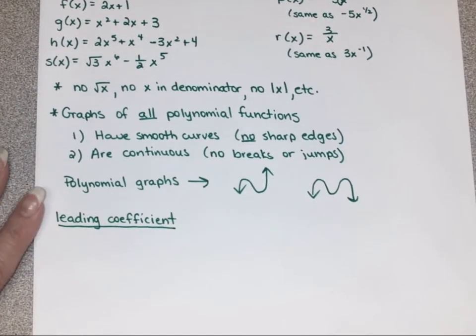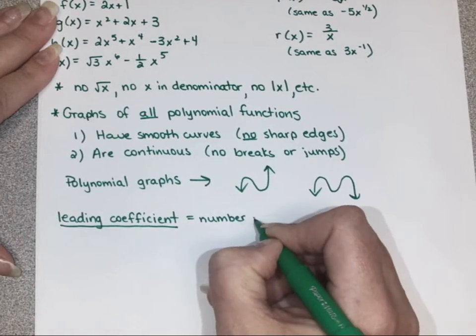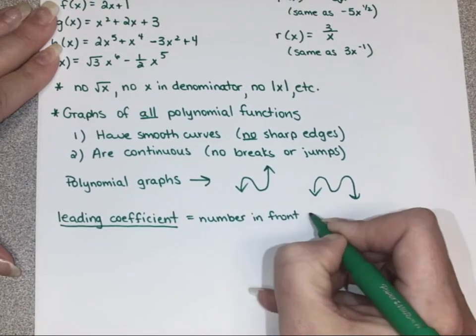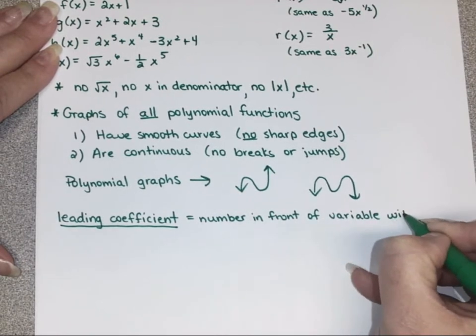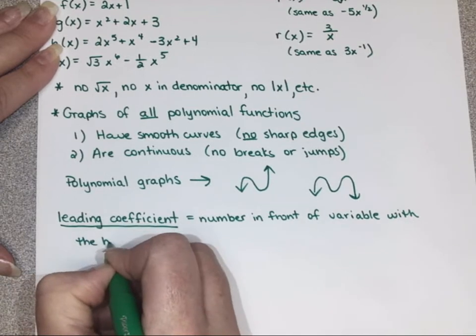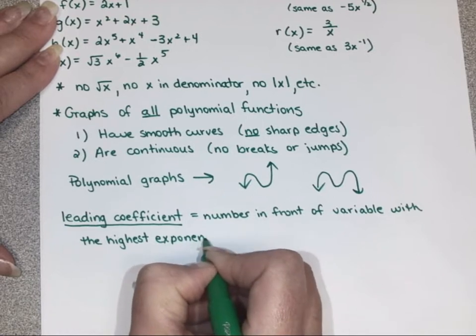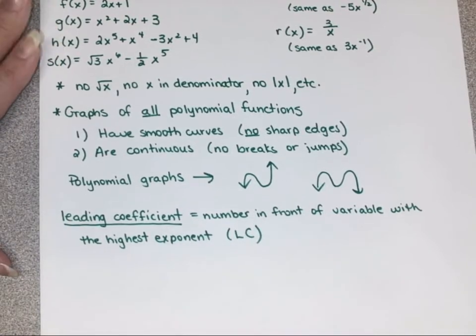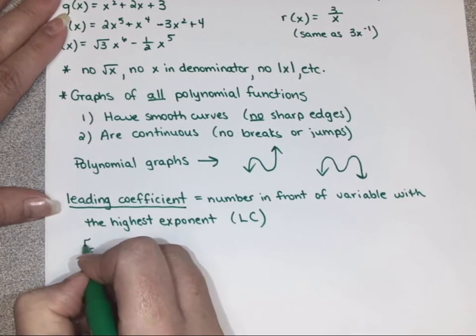So the first one is the leading coefficient. A coefficient is a number in front of a variable. So the leading coefficient is the number in front of the variable with the highest exponent. It doesn't necessarily mean it's the one in the front, but often it will be. Because I'm lazy, I'm going to call this the LC from here on out, but LC means leading coefficient. What is that number in front of the biggest exponent term?